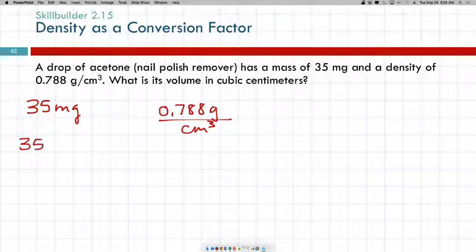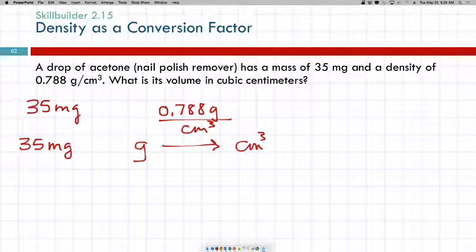So we need to figure out a path here. 35 milligrams, and what are we trying to find? Ultimately, what is the volume in cubic centimeters? Okay, so we're looking for cubic centimeters. Let's look over here. Can we go directly from milligrams to cubic centimeters using the density? No. The density has grams per cubic centimeter. So if we had the mass in grams, we could use the density to get the volume. Can we convert milligrams to grams? Sure we can. So there's our path.